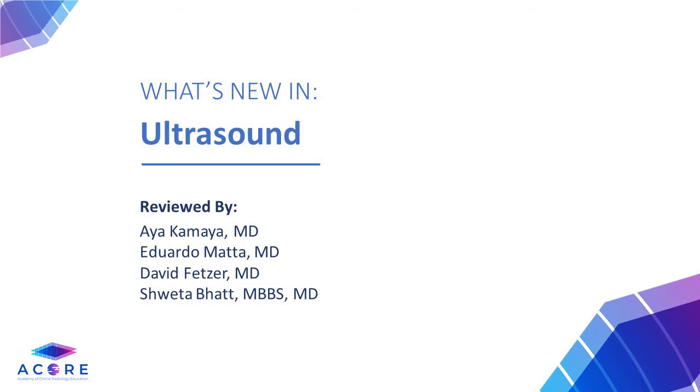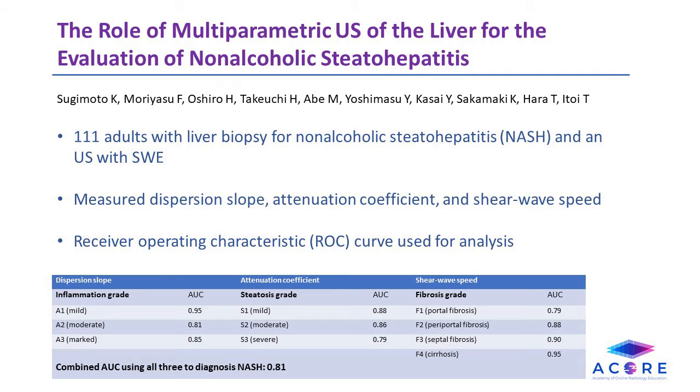The first article I have for you this month was published in Radiology and is looking at non-alcoholic steatohepatitis and evaluation with ultrasound and shear wave elastography. It was a prospective study that had 111 adults who had a liver biopsy for NASH and an ultrasound with shear wave elastography. They measured various things such as dispersion slope, attenuation coefficient, and shear wave speed, and they used the receiver operating characteristic curve for analysis, evaluating area under the curve.